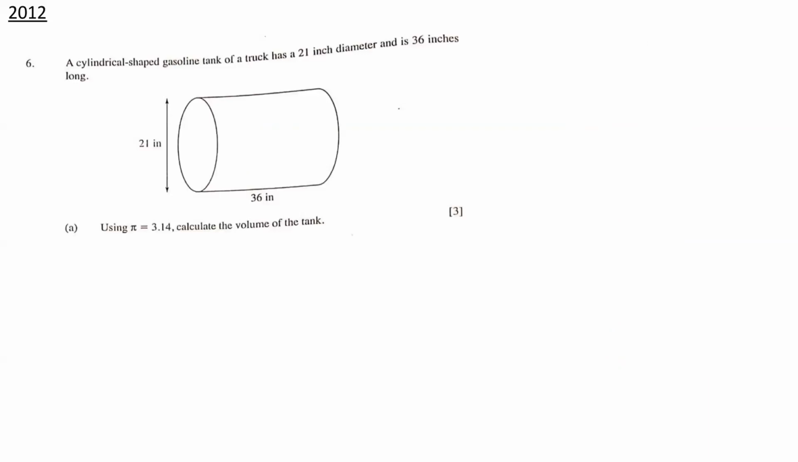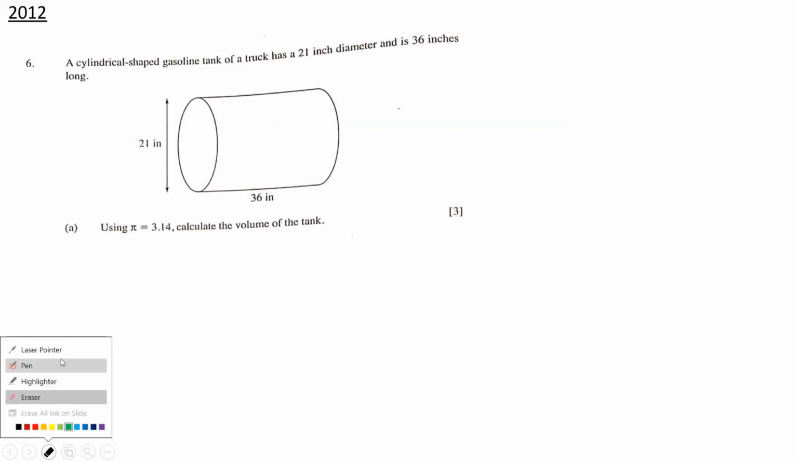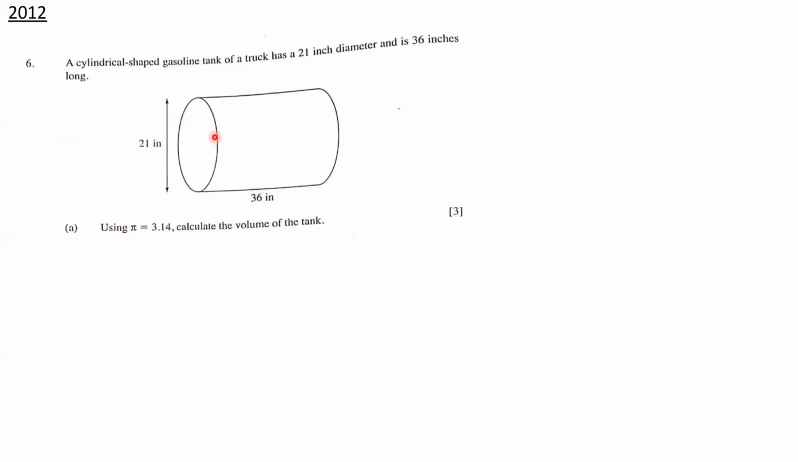It says a cylindrical gasoline tank of a truck has a 21-inch diameter and is 36 inches long. Using pi as 3.14, calculate the volume of the tank. All right, so here the volume is going to be equal to the area of the cross section multiplied by the length, or the height.